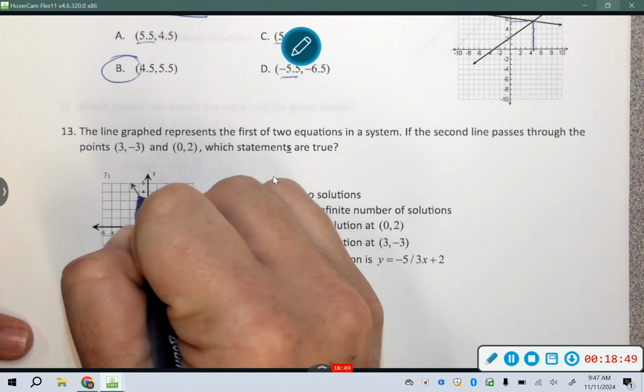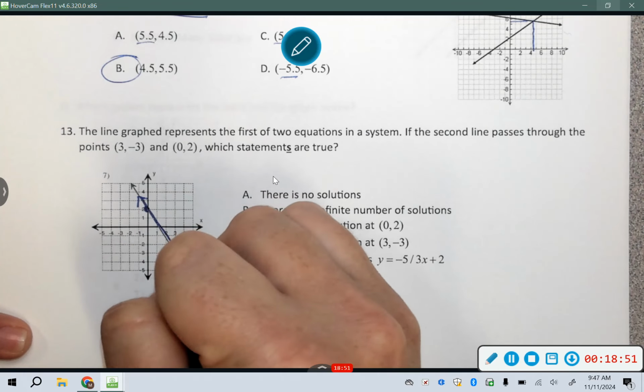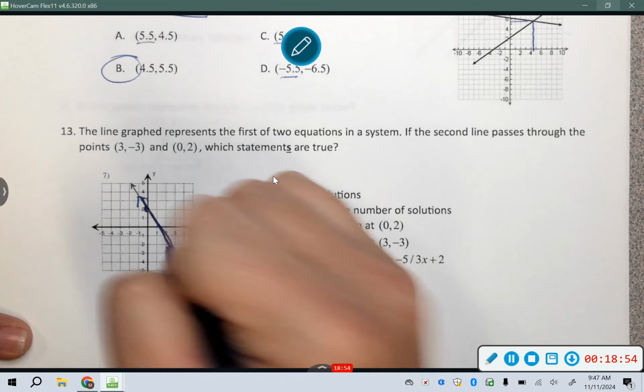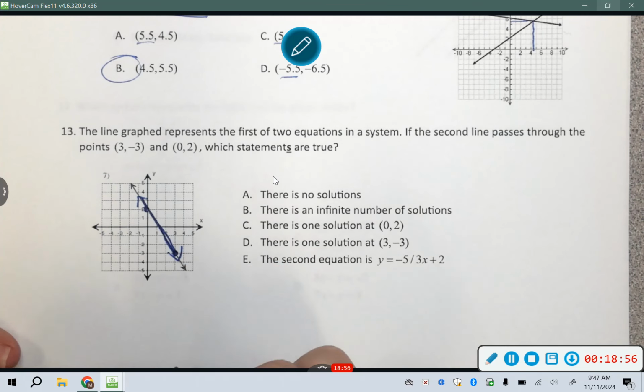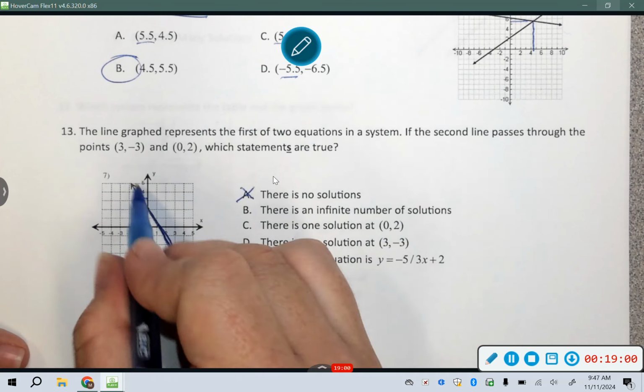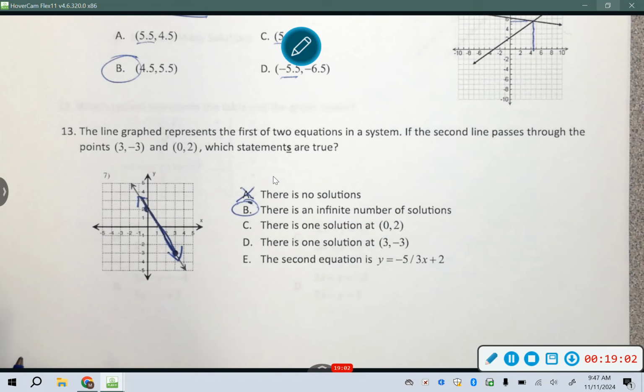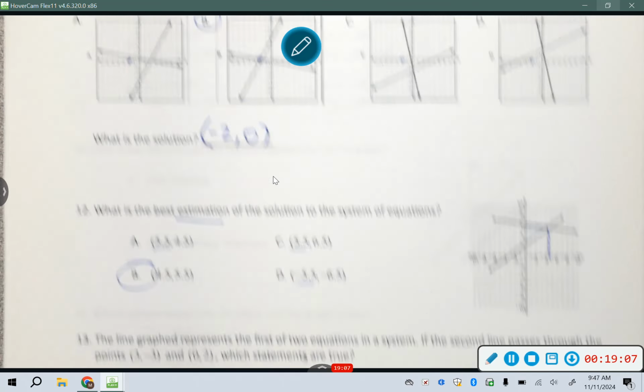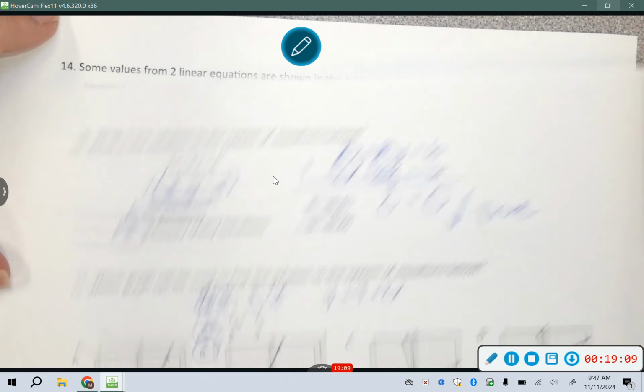Well, if I graphed that second line, it's right on top of the first line, which means they touch everywhere. So no solution is when they never touch. Infinite solutions, well, they touch an infinite amount of times, so that is my answer. So remember, when it's the same line, it's infinite solutions.